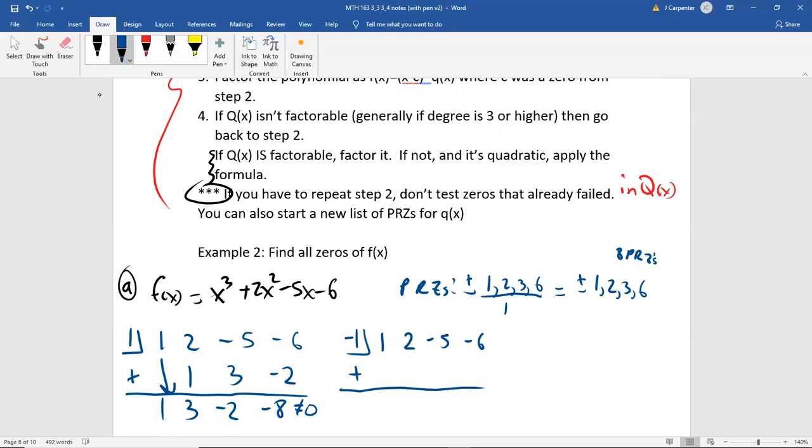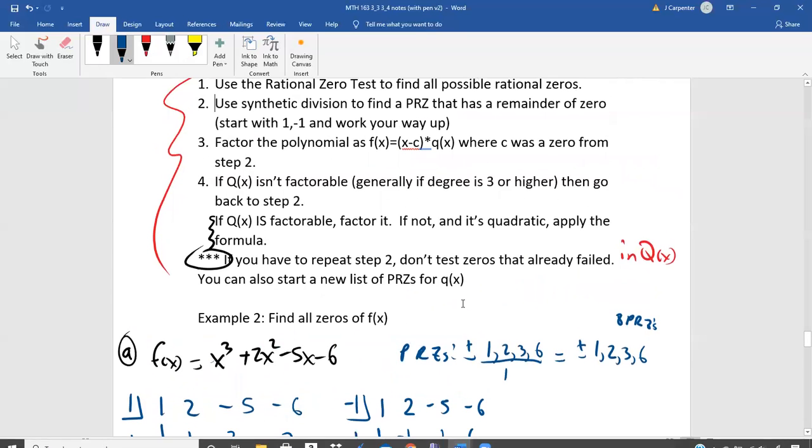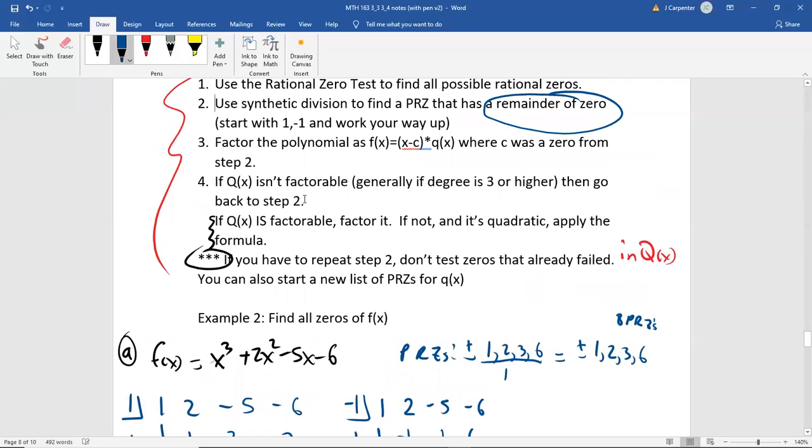We didn't fail miserably. The point is you have to try. Bring the 1 down. 1 times negative 1 is negative 1. 2 plus negative 1 is positive 1. 1 times negative 1 is negative 1. Negative 5 plus negative 1 is negative 6. Negative 6 times negative 1 is positive 6. Negative 6 plus 6 is 0. And that is exactly what we want to see. That is the goal. The goal is to get a remainder of 0.